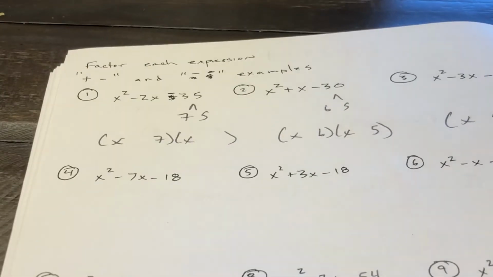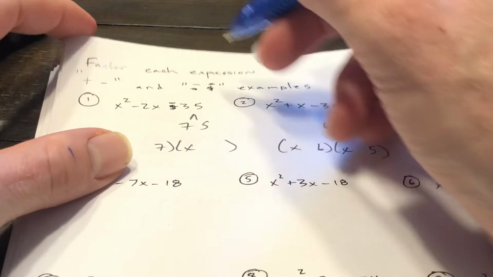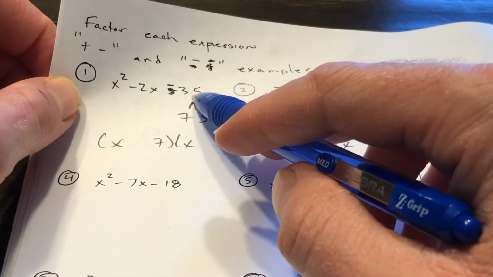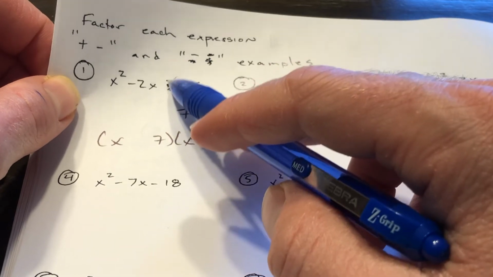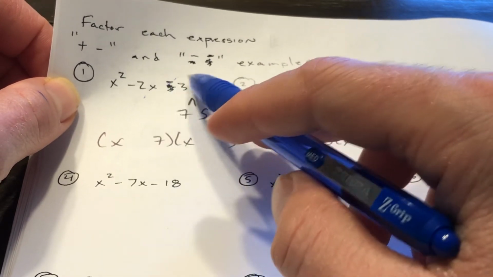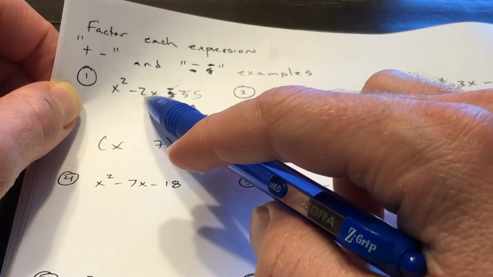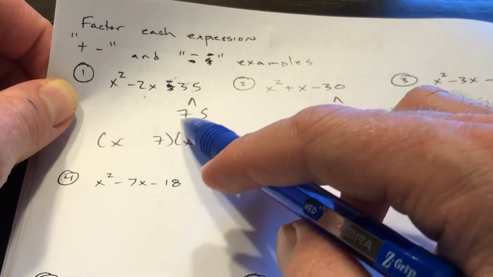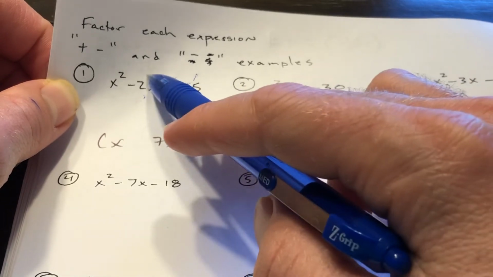All right, factor. So here's what's going on. This time you say what multiplies to 35? That's not a positive. So what multiplies to 35 and differs by 2? What two numbers multiply to 35 and differ by 2? That is 7 and 5. 7 times 5 is 35, and the difference between those two numbers is 2.